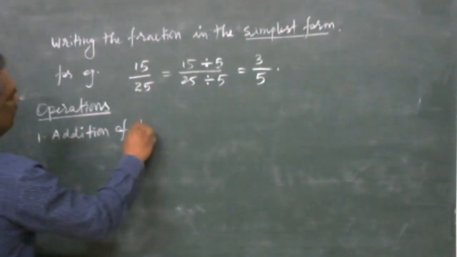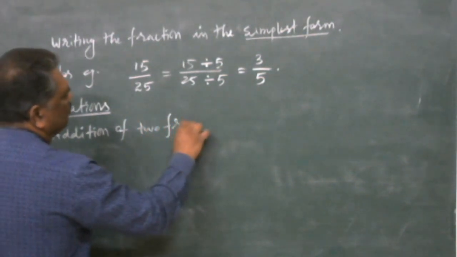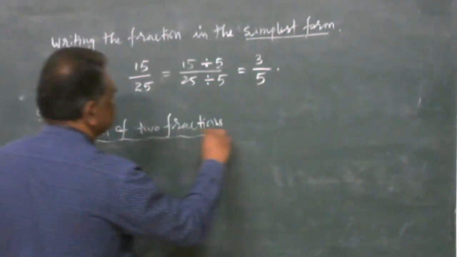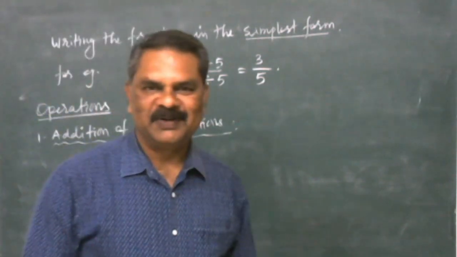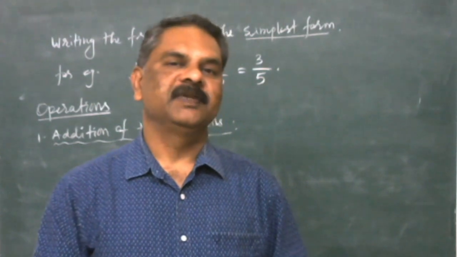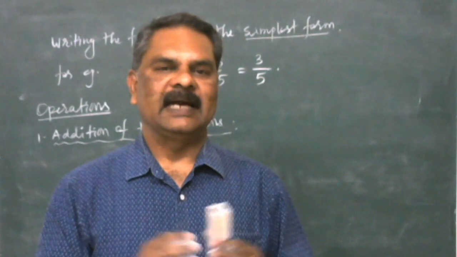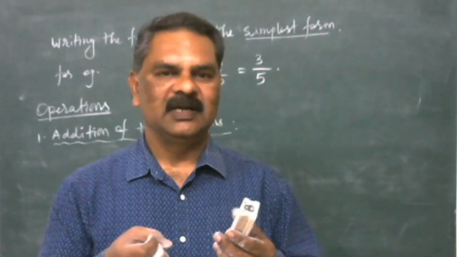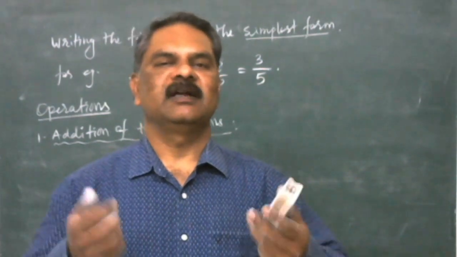Addition of fractions. Let me take 2 fractions. Addition of 2 or more fractions. The same addition rule that I am going to use. It's a very, very useful example that I have told you. Unless the quantities are equal, you cannot add. If here in fractions the parts are equal, then only we can add. If the parts are not equal, we cannot add.